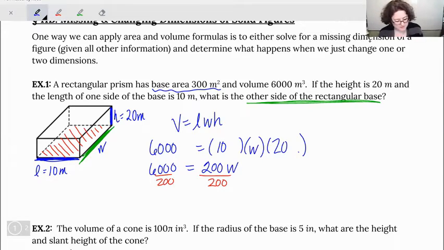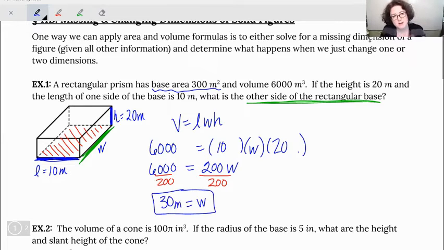Alrighty, so 6,000 divided by 200 gives me, I believe, 30. So W equals 30. And because we are looking at all the same units on here, our length was in meters, our height was in meters. To get up to meters cubed for volume, that means our width also needs to be meters.